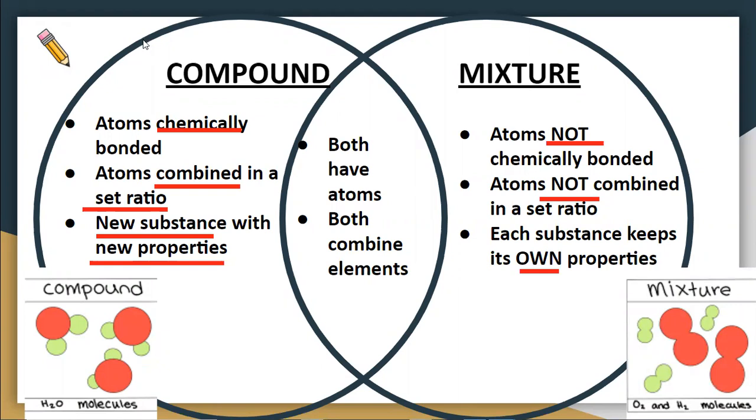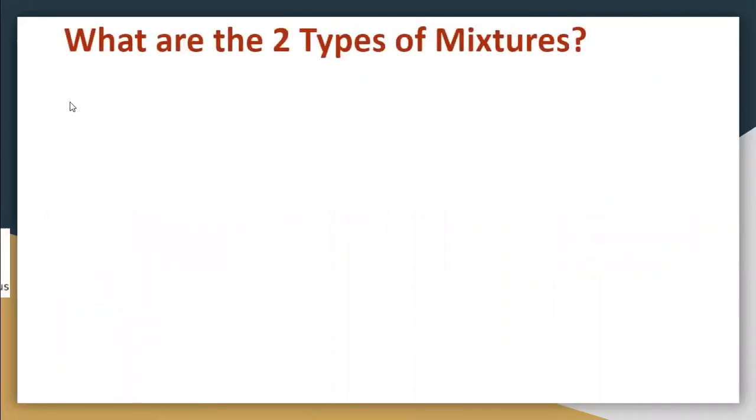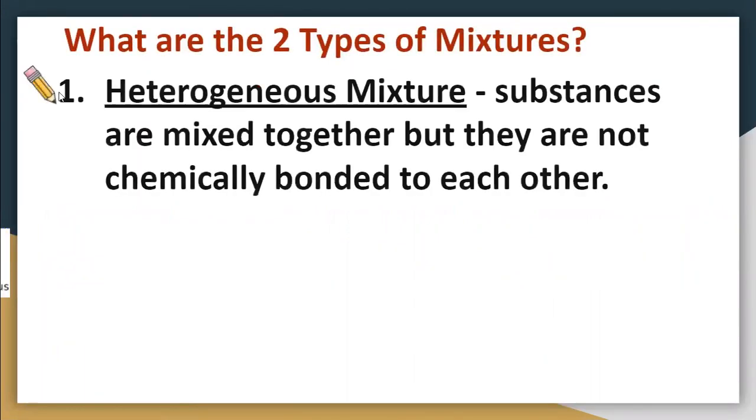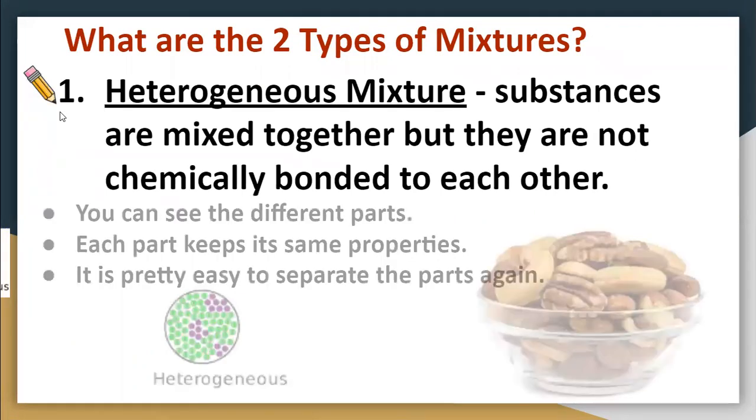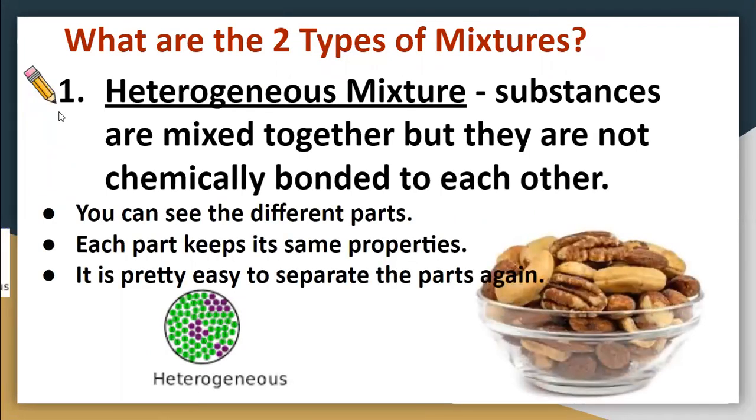Okay, let's move on. I'll clear my drawings. What are the two types of mixtures? Heterogeneous mixture is substances mixed together, but they are not chemically bonded to each other. And you can see the different parts. So mixed nuts would be an example. Each part keeps its same properties. So pecans stay pecans, cashews stay cashews, right? It is pretty easy to separate the parts again. So I could easily separate the cashews from the pecans from the peanuts, right?